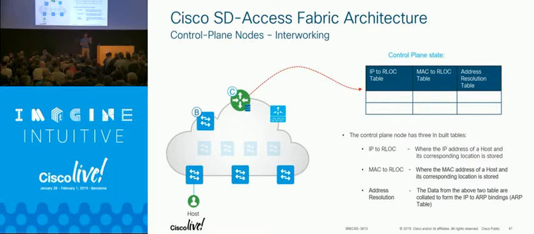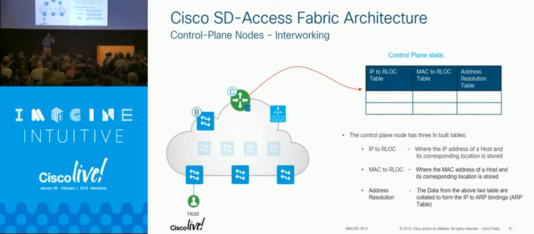So there is 3 types of table that a control plane node maintains. One is my IP to RLOC table. One is my MAC to RLOC table. Third one is my address resolution table. So what is an IP to RLOC table? The functionality of, or one of the functionality of the control plane node in Fabric is to keep track of where a host is located, right? Because a host could be in edge 1, edge 2, edge 3, and so on.